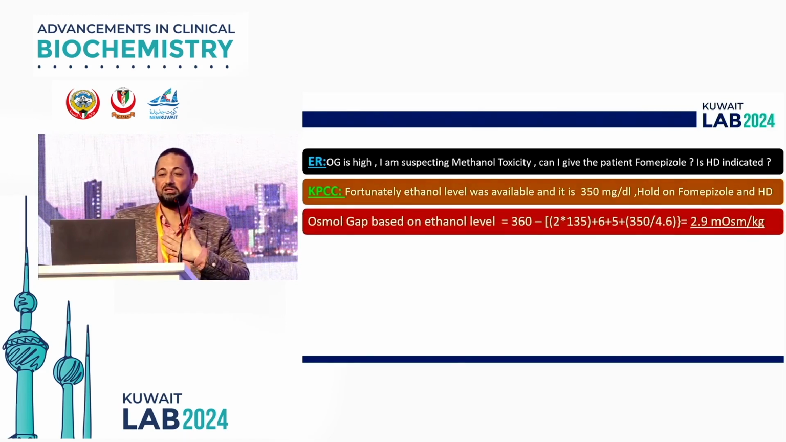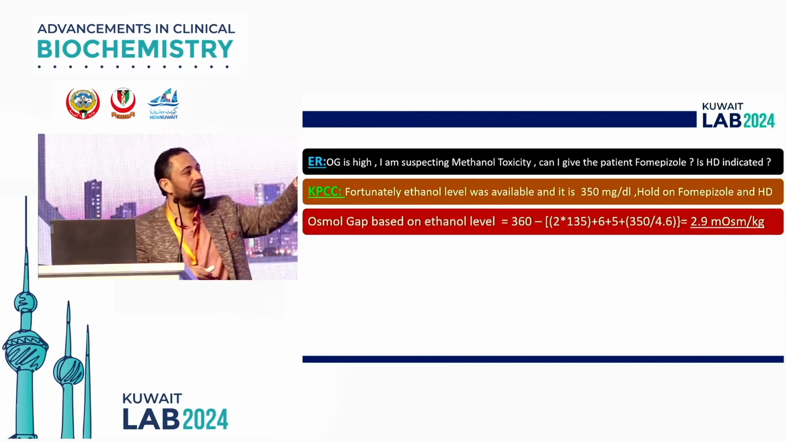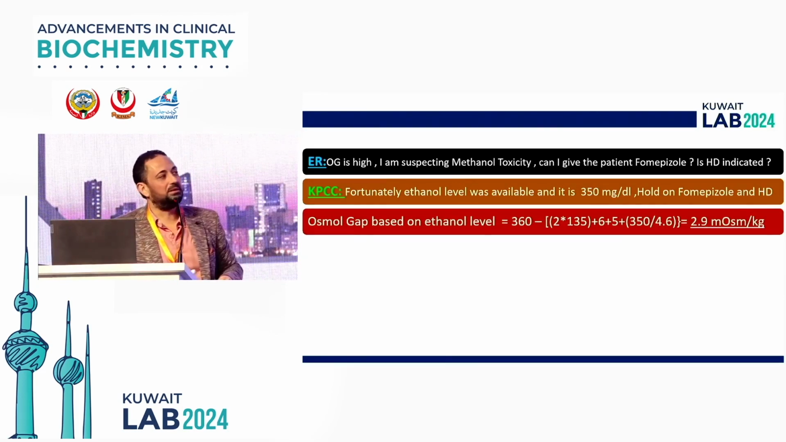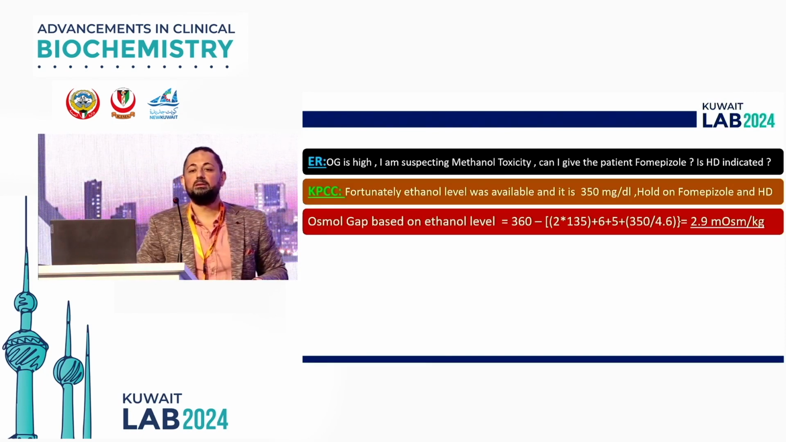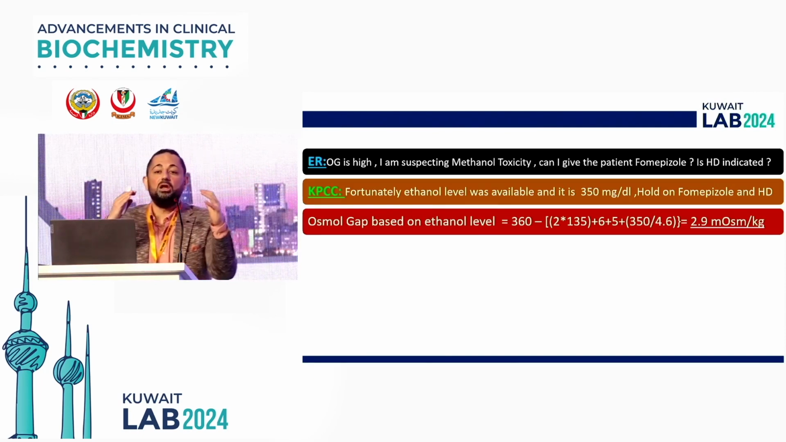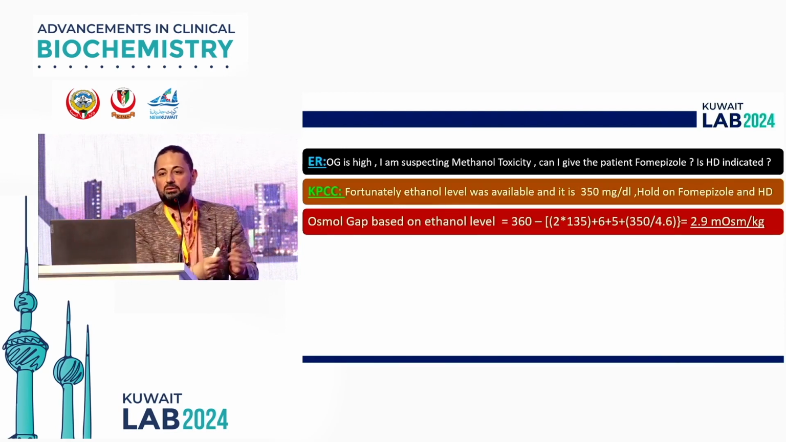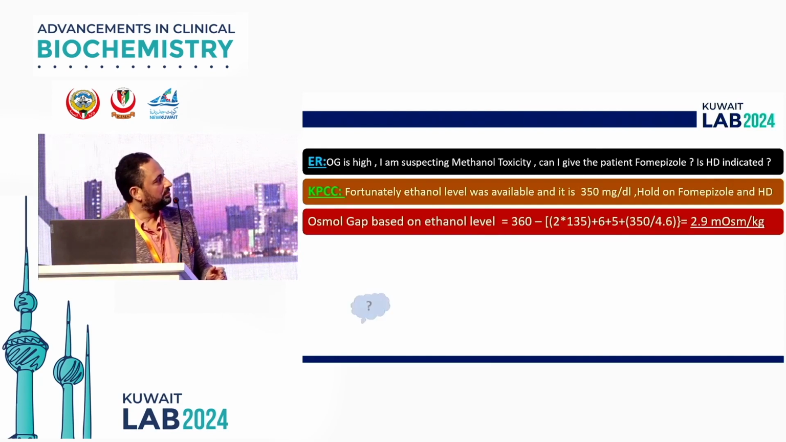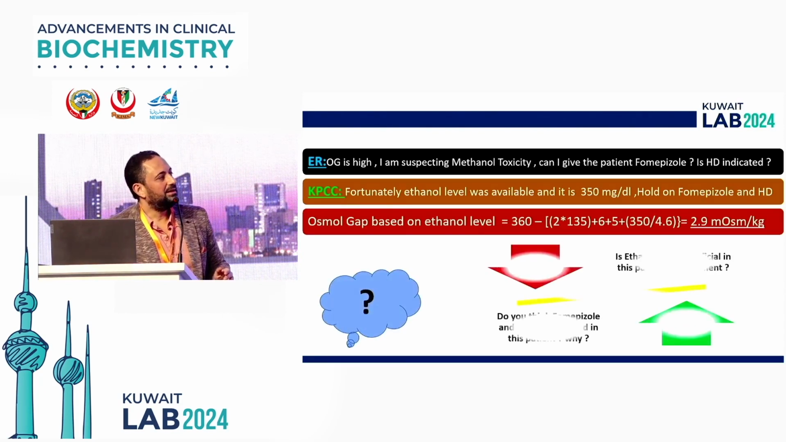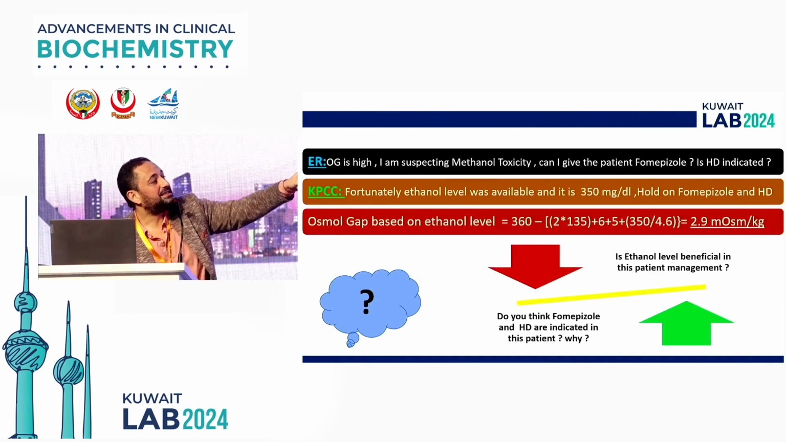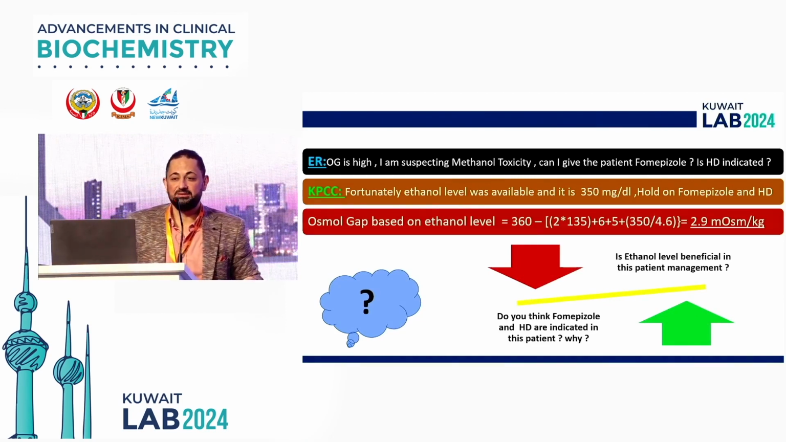I'm going to calculate the osmol gap based on the ethanol level. When the ethanol level was incorporated inside the equation, the osmol gap came to 2.9. It means that this large osmol gap is due mainly to ethanol. So, let me have your thoughts. Is the ethanol level beneficial here in this patient?